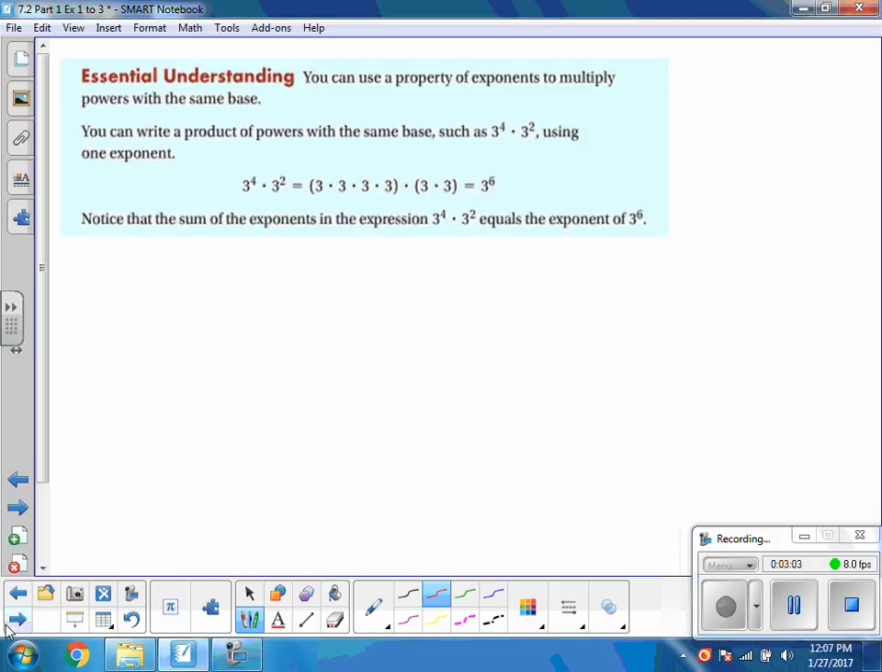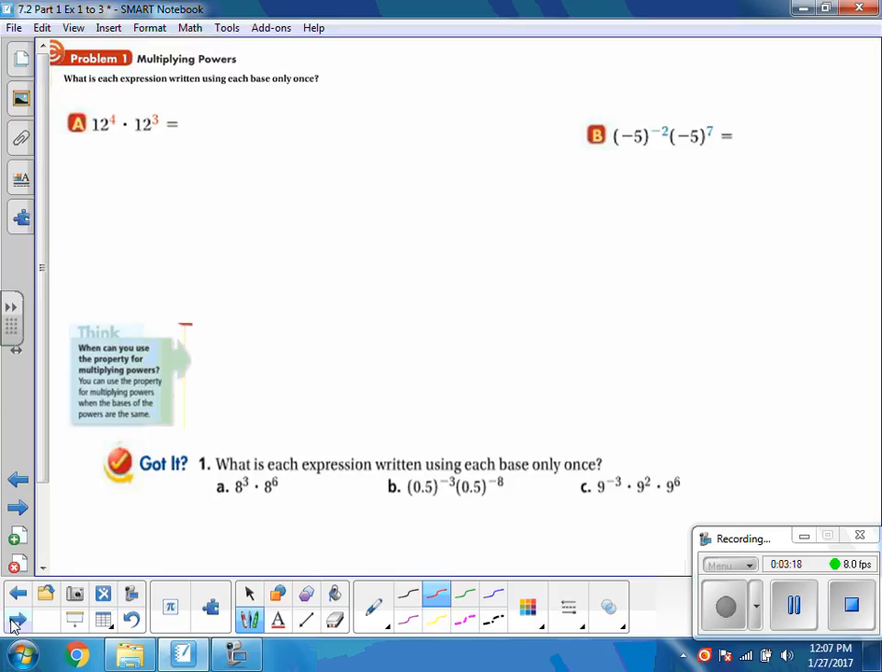Okay, you can write a product of powers with the same base, such as 3 to the fourth times 3 to the second, using one exponent. So if they have the same base, you can go ahead and add the exponents, 4 plus 2, to get 3 to the sixth power. And we're going to utilize this here, but the main thing is you've got to be looking for the same base. So I have the same base, which is 12, and I'm going to add the exponents. So 4 plus 3, and I'm going to end up with 12 to the seventh power.